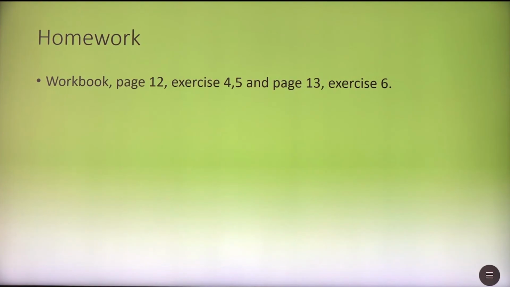So this is all about countable and uncountable nouns. As homework, you're going to work on your workbook, page 12, exercise 4 and 5, and page 13, exercise 6.